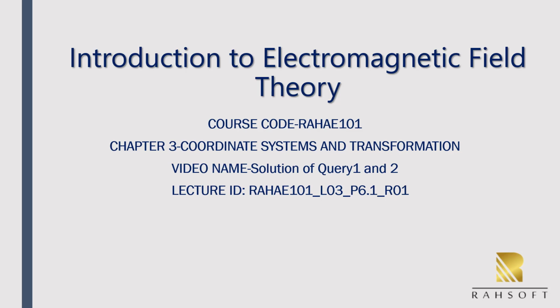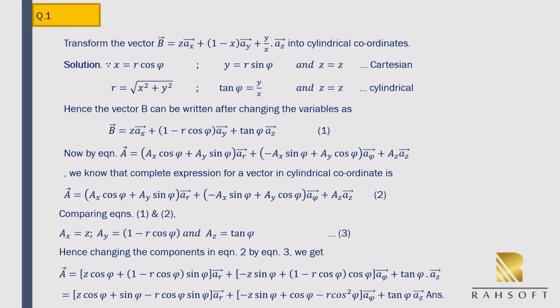Hello. Now I am going to start the solution of query 1 and query 2. So this is the query you have. Transform the vector B equal to z a_x plus (1 minus x) a_y plus (y over x) a_z into cylindrical coordinates.